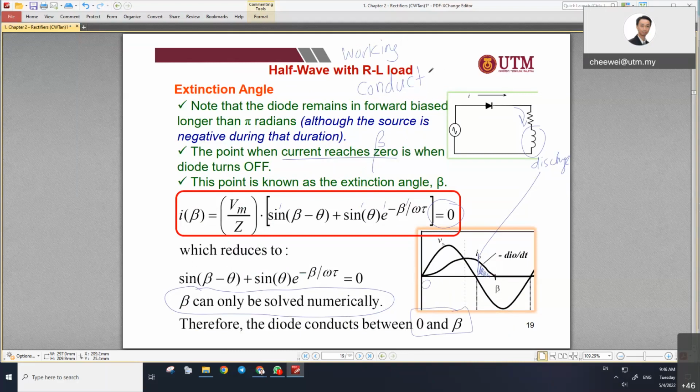So there's another term here known as conduction angle. Conduction angle is the angle whereby the current is conducting. So the current is conducting from 0 to beta. So that is the conduction angle. That's all.